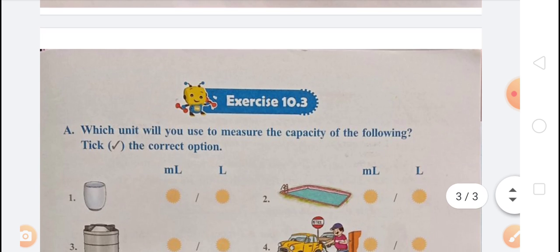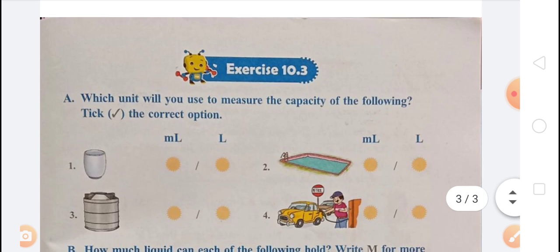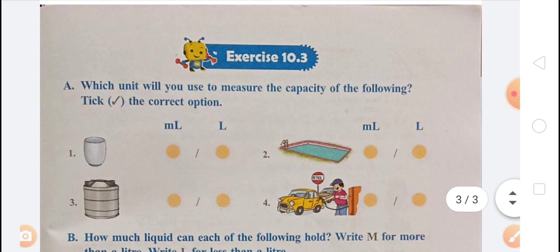Now come on exercise 10.3. The exercise 10.3 is: which unit will you use to measure the capacity of the following? Take the correct option. A glass can hold water in ml, milliliter, so we have to take ml. And the next is a swimming pool. The swimming pool can hold water in liter, so we have to take liter.